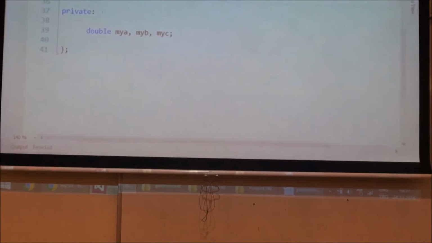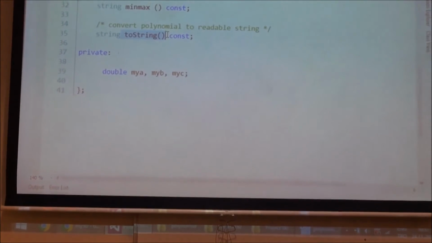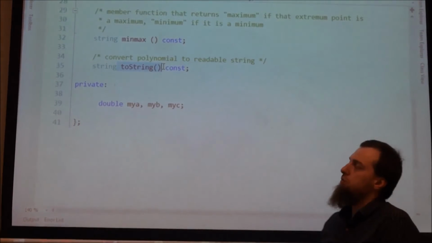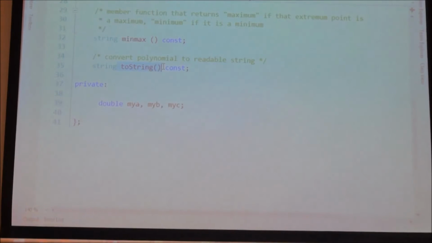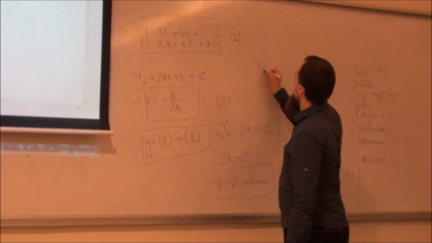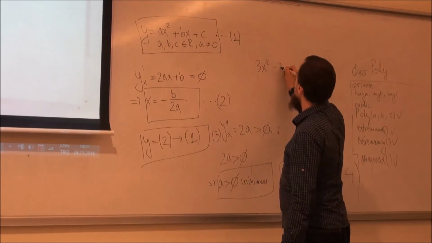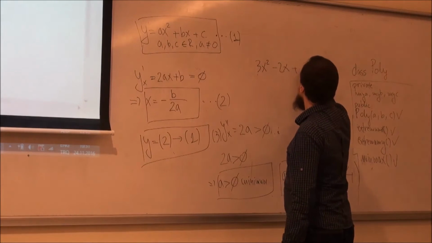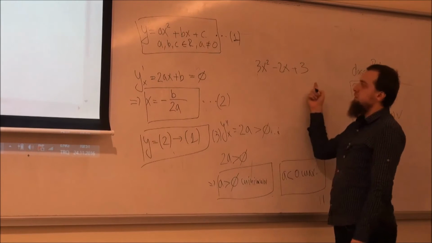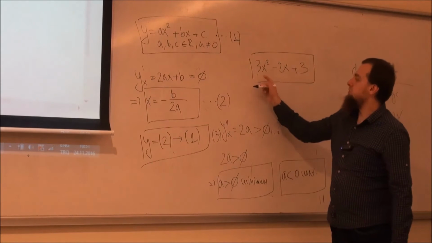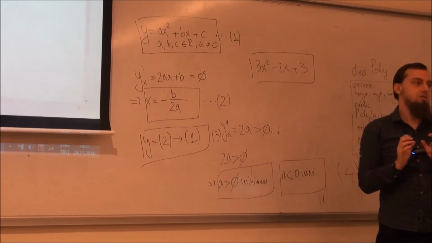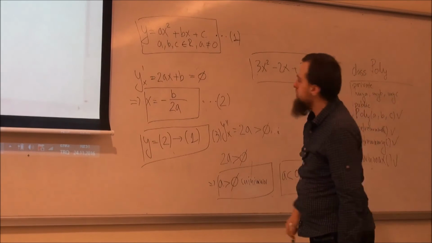So we have this function, toString. And what this function is doing is the following. It returns the polynomial as a string. Okay? So if we want to print something like this, let's say 3x squared minus 2x plus 3, and we want the computer to take this as a string, we're defining the function toString.